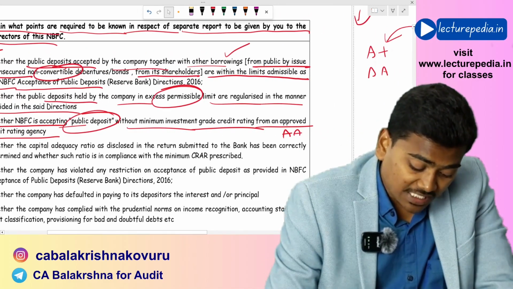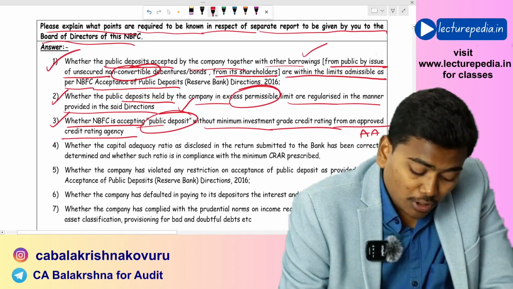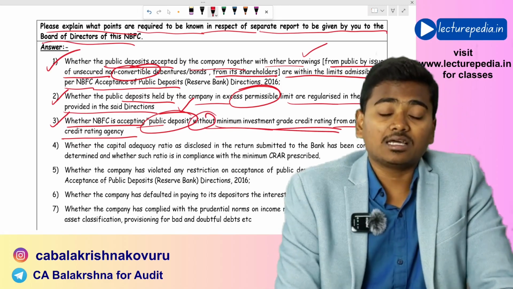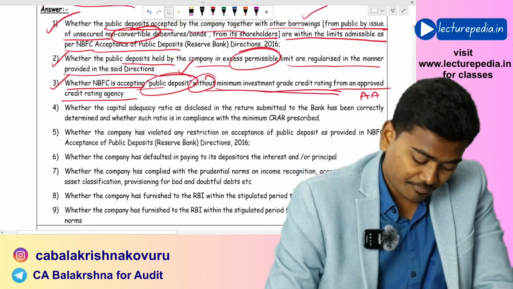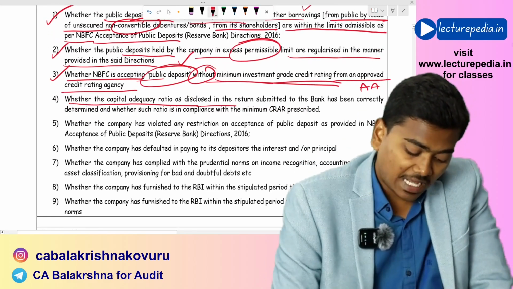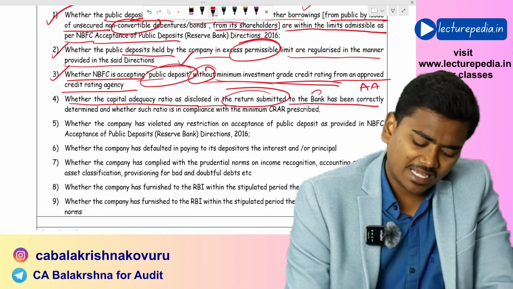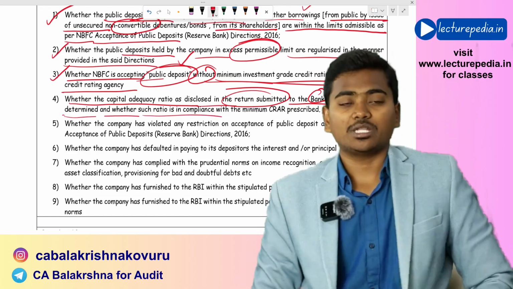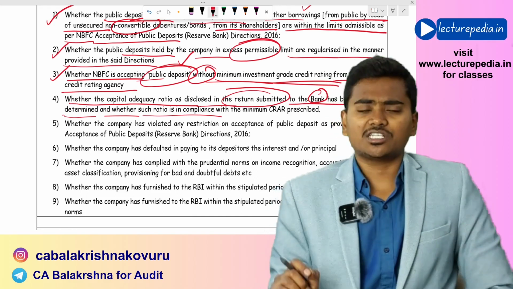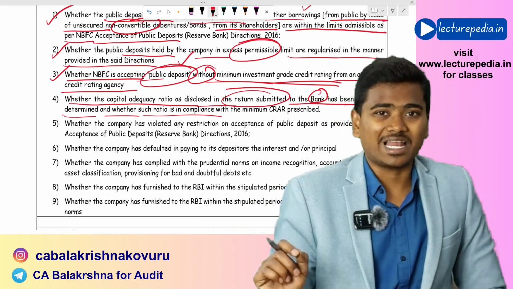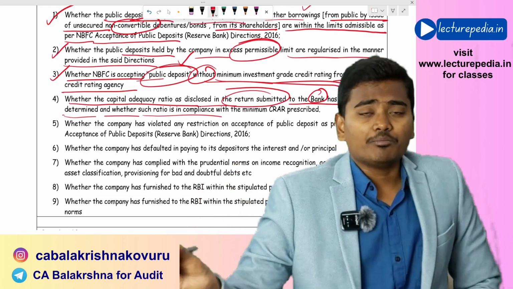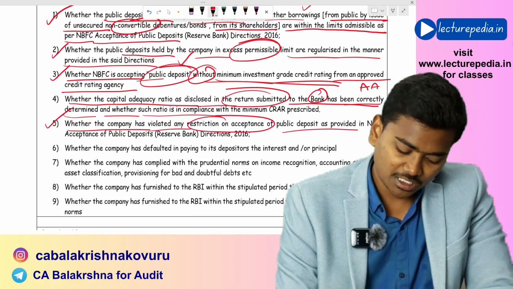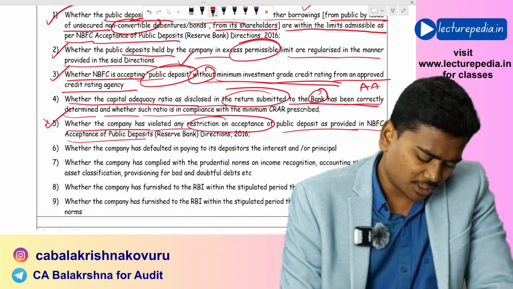So the auditor needs to check whether public deposits have been accepted by the NBFC without the minimum investment rating, whether it has obtained the public deposits. Whether the capital adequacy ratio as disclosed in the return submitted to the RBI has been correctly determined, and whether such ratio is in compliance with the minimum CRAR requirement. Okay, whether the capital adequacy ratio submitted to the RBI is properly calculated, and whether it is within the minimum required limit, and whether the company has violated any restrictions on acceptance of public deposits as provided in the NBFC public deposit directions. This is a similar, repeated point, you can say.